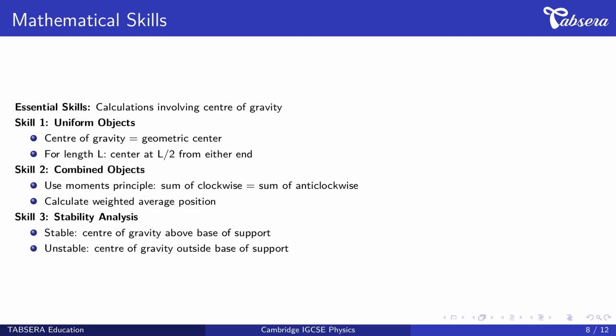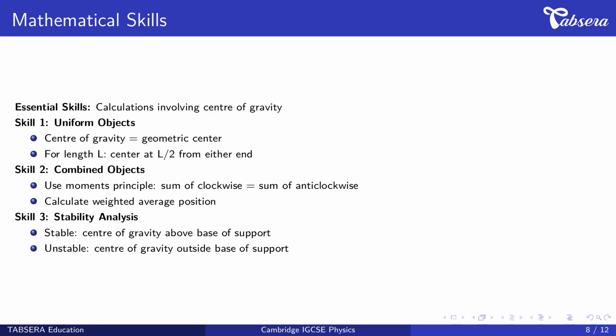Let's examine 3 key skills. First, uniform objects. For any uniform object, meaning mass is evenly distributed, the centre of gravity equals the geometric centre. For a length L, the centre is at L divided by 2 from either end. This applies to rulers, rods, and regular shapes.